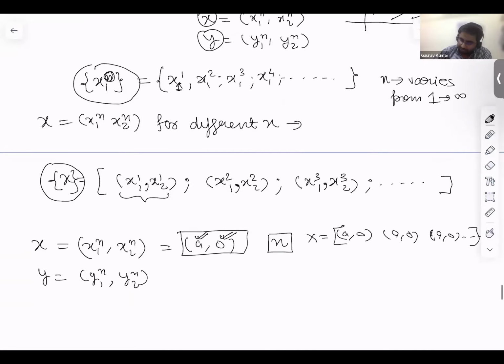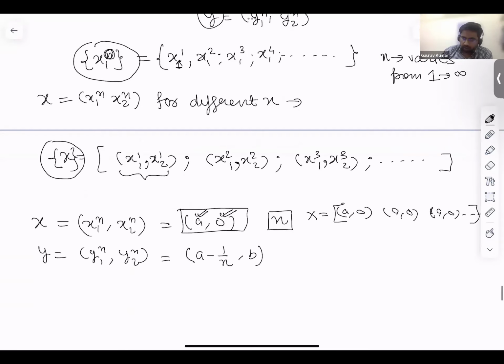Okay, and for y, let's assume a functional form, y_n = (a minus 1 by n, b), where b is some positive number. So I'm assuming it, nothing has been given. I'm just showing you that the property of continuity will be violated. This is a standard proof which I'm writing, not very rigorously, but in a manner in which you can understand. I'm using the concept of sequences.